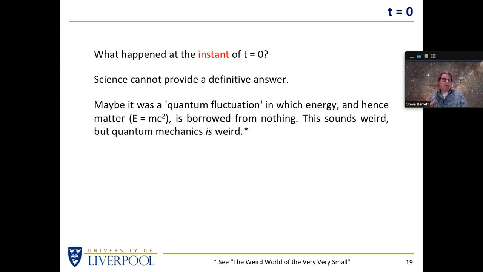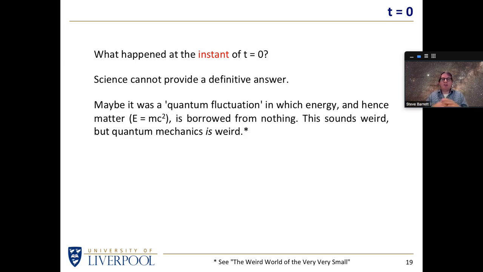We believe perhaps it was a quantum fluctuation in which energy, and therefore matter, was borrowed from nothing. Now that sounds a bit like a cheat, and it certainly sounds really weird that you can borrow as much energy or mass as you like from nothing. It doesn't have to come from somewhere. Now, yes, that goes completely against common sense, and it sounds really weird, but quantum mechanics is weird.